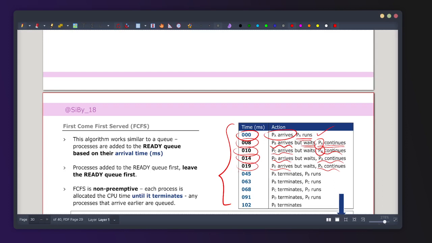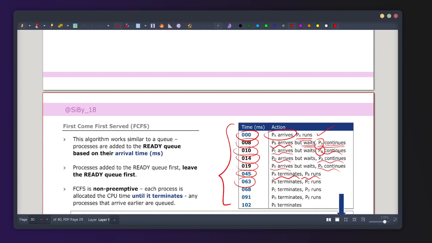At 45 milliseconds, finally, this process finishes. Process A terminates. But then, soon after that, what is taken in? Process B. Process B is taken in, but all the other processes still have to wait. So think about a supermarket queue. This 100 item guy goes, but then the next item guy comes, right? The next process comes, and the other people at the cashier have to wait. At 63 milliseconds, process B terminates.